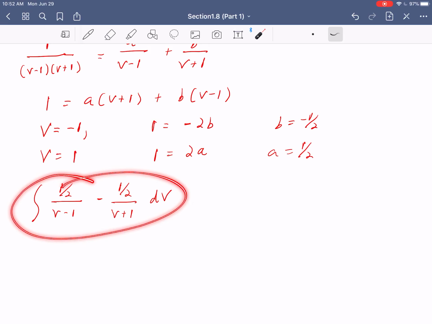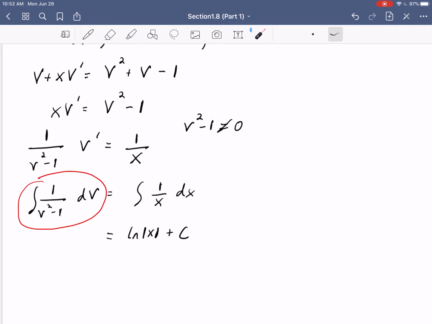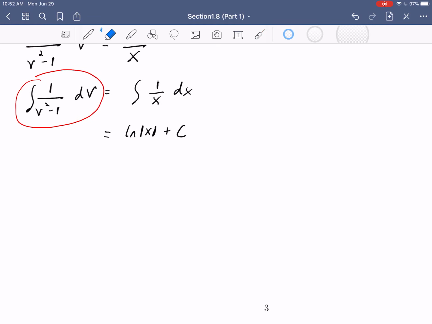All right, at this point, we can go ahead and just directly integrate this. Should be pretty easy. 1/2 ln absolute value v minus 1 minus 1/2 ln absolute value v plus 1. There we go. So there's our integral. We can go ahead and grab this and place it back where we were. Now, let's go ahead and do that. So we can take this over to here. We'll give ourselves a little bit more space.